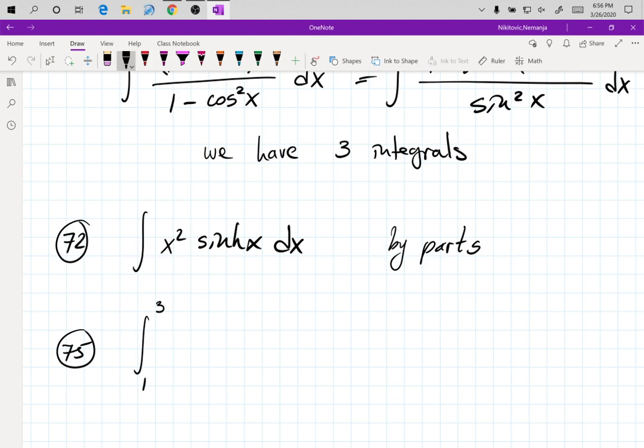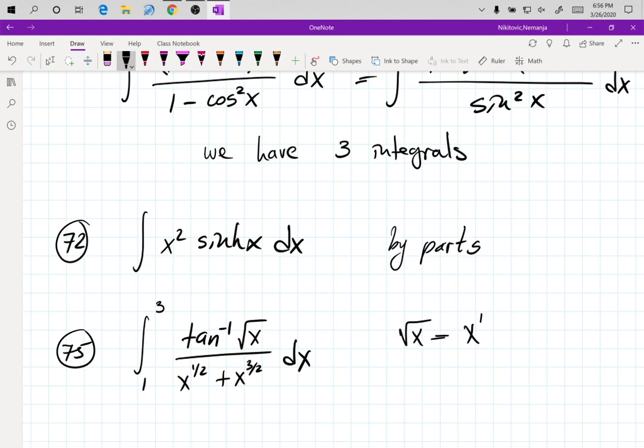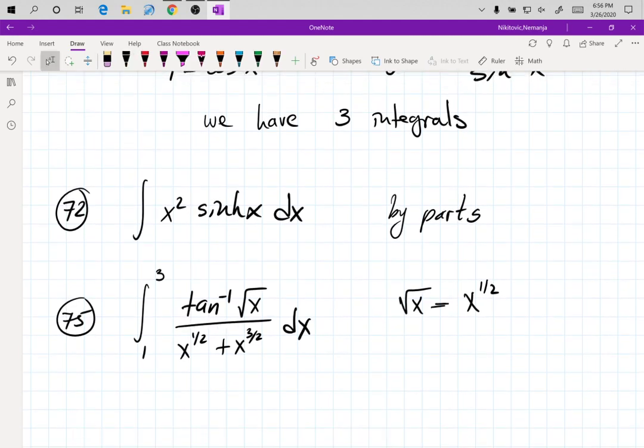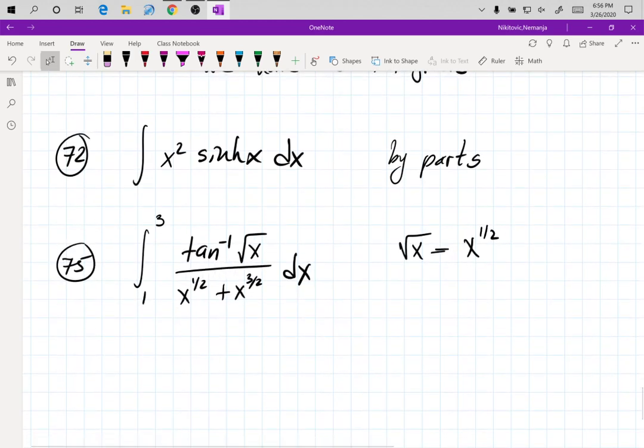Okay, 75, integral 1 to 3, tangent inverse of the square root of x divided by x to the 1/2 plus x to the 3/2, dx. It looks terrifying, right? But as soon as you realize that square root of x is x to the 1/2, you can just factor out square root of x, and then you should be able to see a basic u sub.